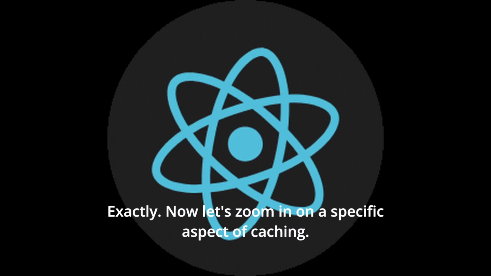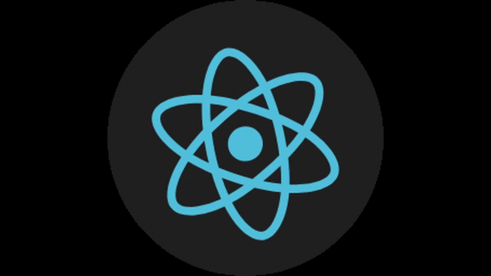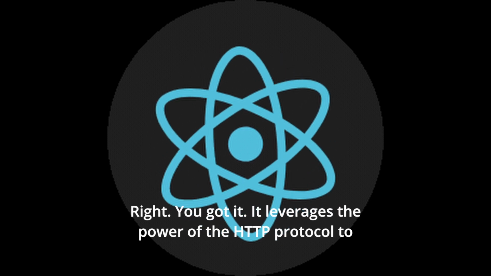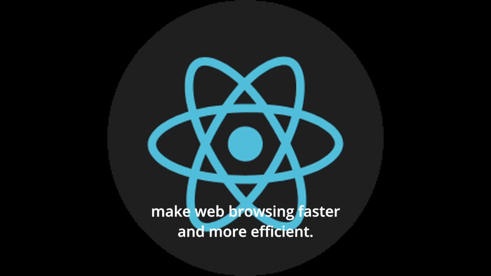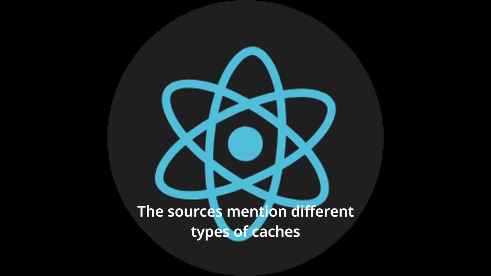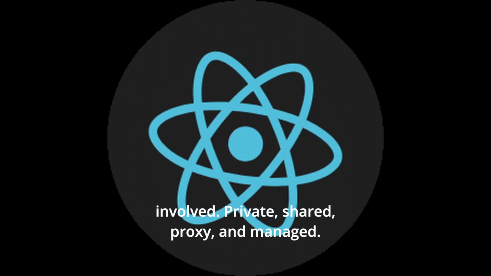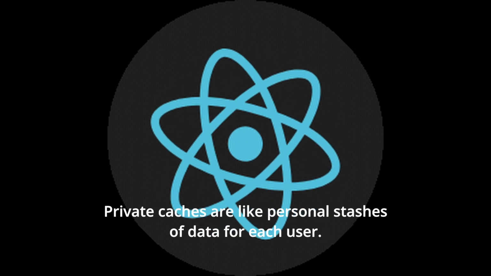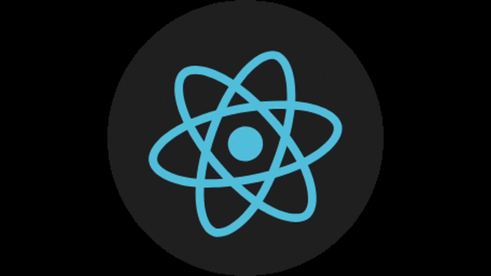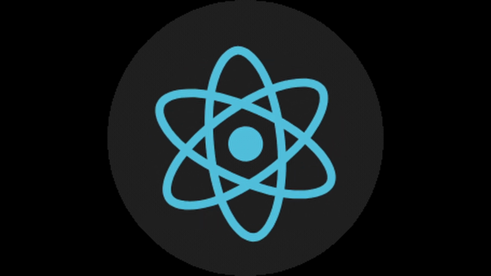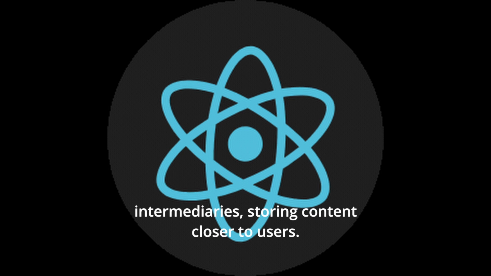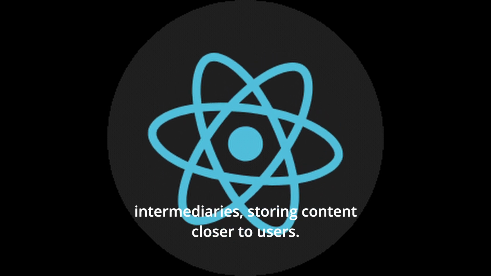Exactly. Now let's zoom in on a specific aspect of caching. HTTP caching, right? You got it. It leverages the power of the HTTP protocol to make web browsing faster and more efficient. The sources mention different types of caches involved: private, shared, proxy, and managed. Private caches are like personal stashes of data for each user. And shared caches are like communal libraries of frequently accessed resources. Proxy caches act as intermediaries, storing content closer to users.